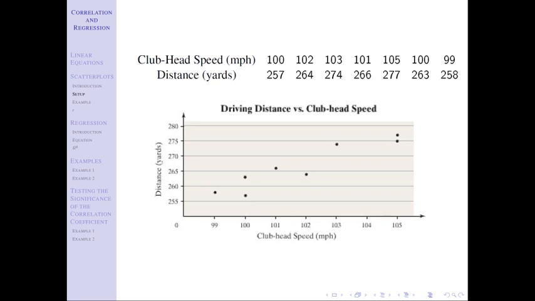Then we talked about direction. It's positive because as I read this left to right, the x values are going up, the y values are going up. The points are increasing as I look at it left to right, so that'd be positive association. And then the strength is how close the points are to this relationship.